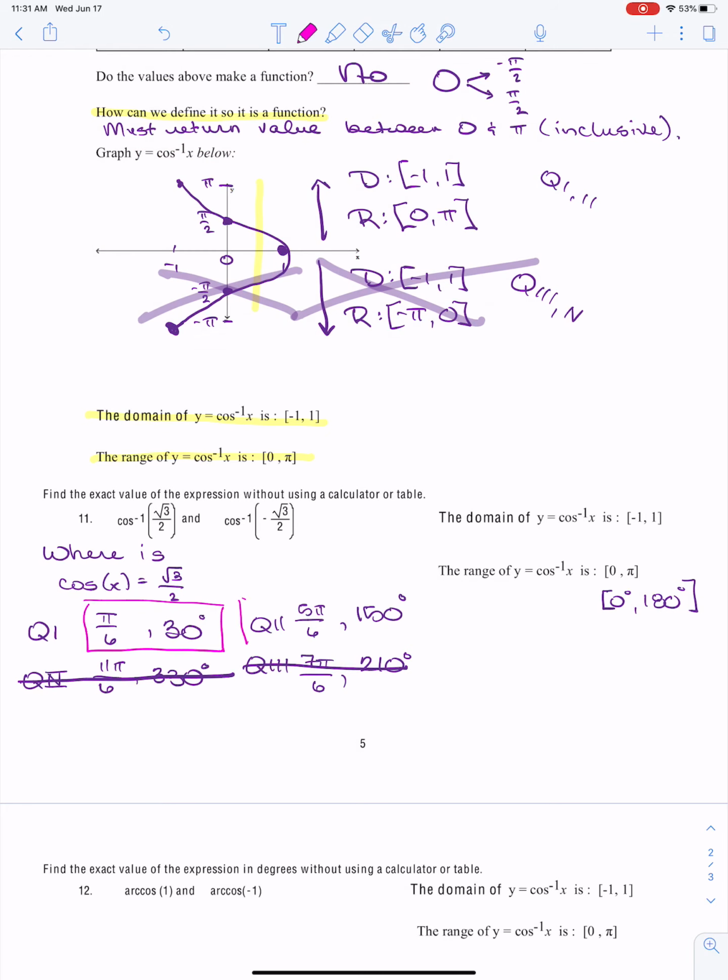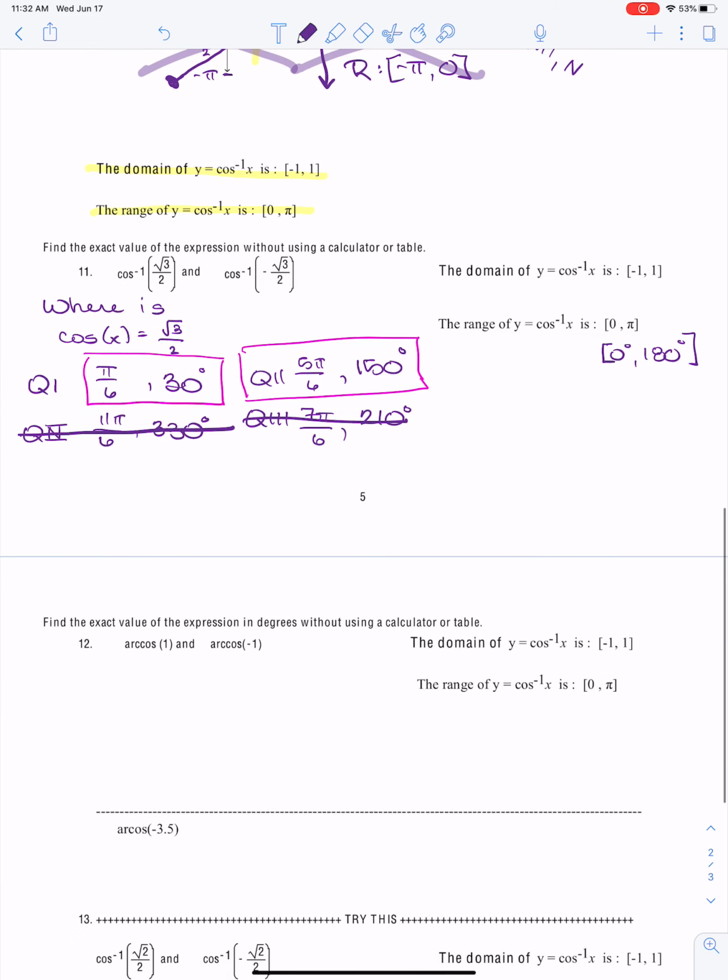Do you have to show that every single time? No, definitely not. I do want to make sure you're comfortable with the fact that yes, cosine is positive square root of 3 over 2 at 2 places on the unit circle. In terms of inverse cosine, though, there's only one place that we use. So there's only one appropriate output.